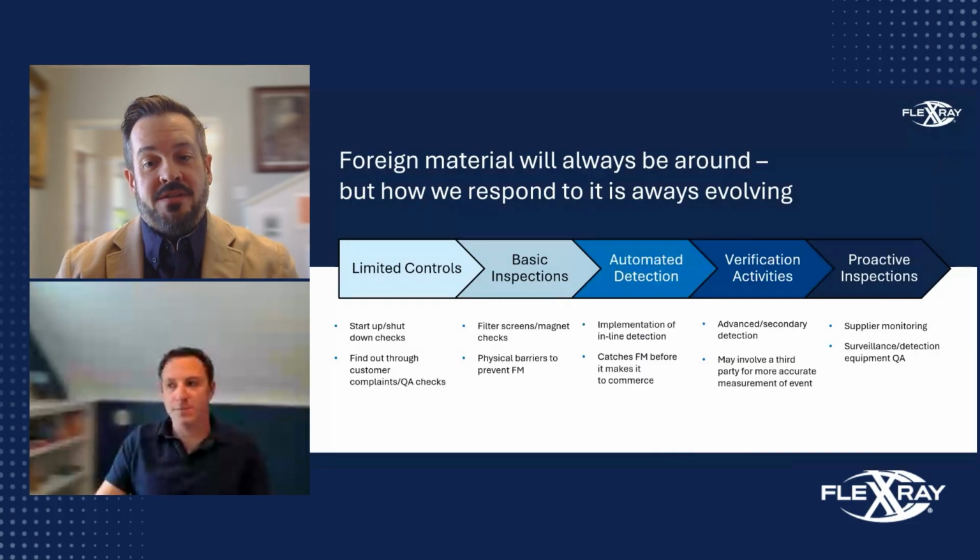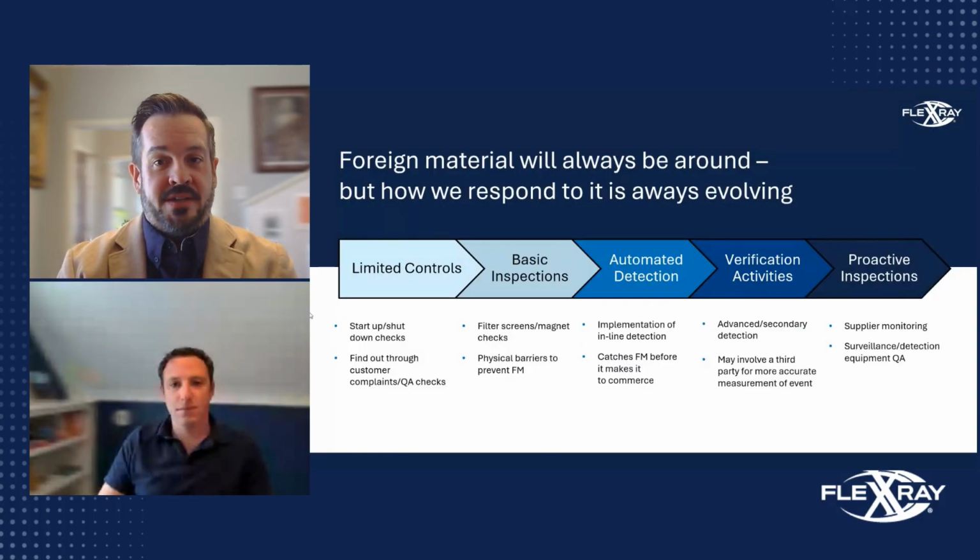And it runs a broad spectrum of maturity. So we begin with limited controls, our startup and shutdown checks and those types of things where we're doing a check-based approach, and continuing to improve that, inspections with physical barriers like screens or magnets, and then we get into automated detection. We're trying to increase the opportunity for us to find foreign material issues before they become a widespread event.